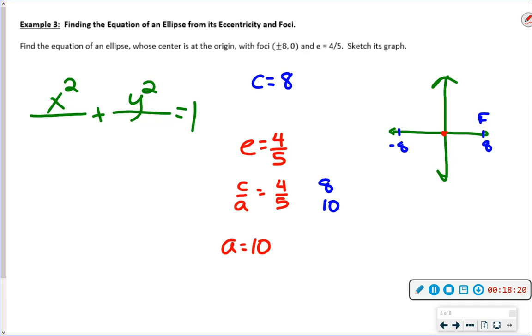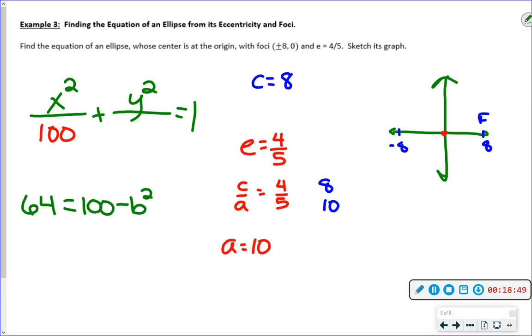Everybody's favorite. All right, what's 10 squared? Hundo. Where are you putting the 100? Under the X or the Y? X, because we're on the horizontal axis. Yeah, this is a good one. My favorite. Now, of course, we need B squared. But you know C and you know A, so I think my foci equation will work it out for me. So I'm using my C squared, A squared.